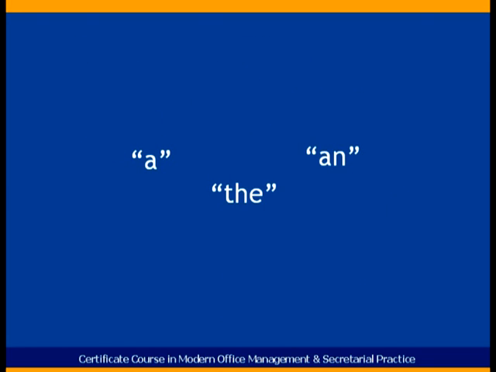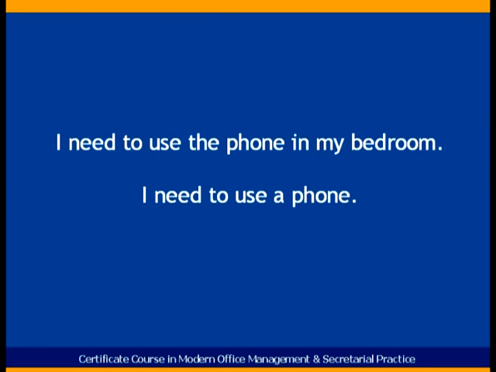Now that you know what definite and indefinite articles are, let's take a look at a couple of sentences and figure out what each is referring to. I need to use the phone in my bedroom. I need to use a phone. The first sentence refers to a specific phone. Which phone? The one in the bedroom. The second sentence refers to a phone in general. The speaker wants to use any phone.